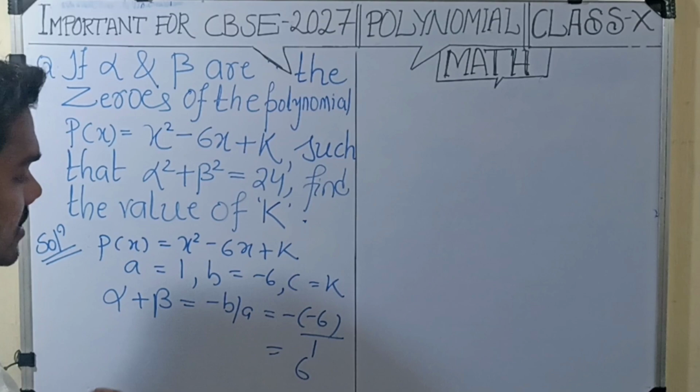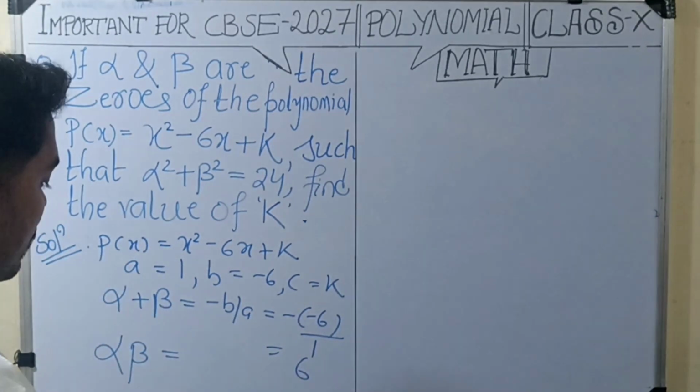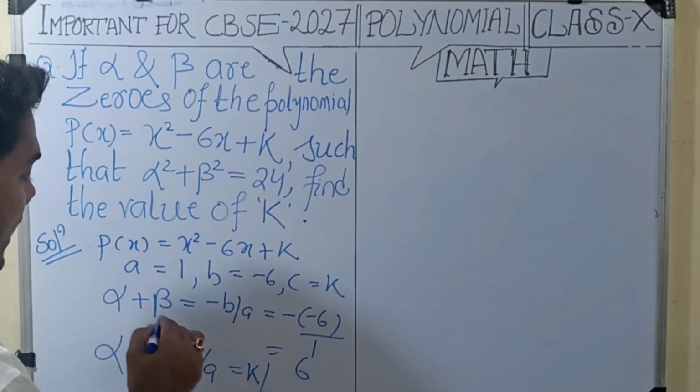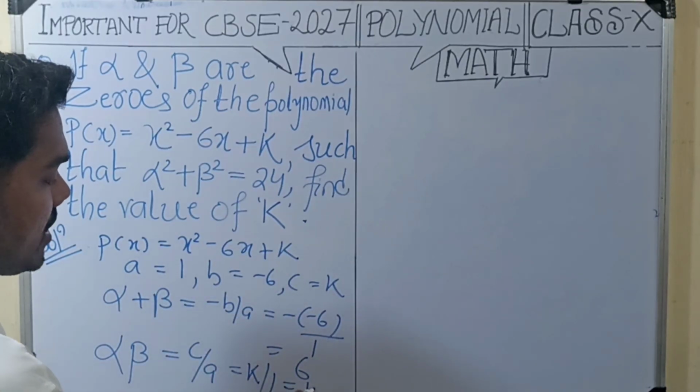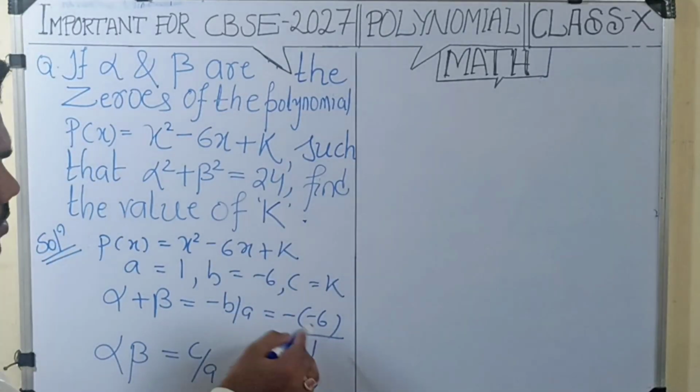6 by 1 is equal to 6, and alpha into beta, the product of the zeros, is equal to c by a. And what is the value of c? You know, k, and a is 1, that is k by 1 is equal to k. So here, students, you got alpha plus beta is equal to 6.